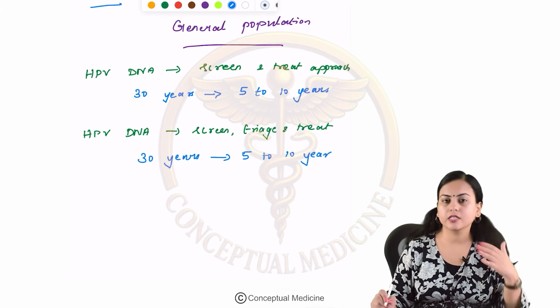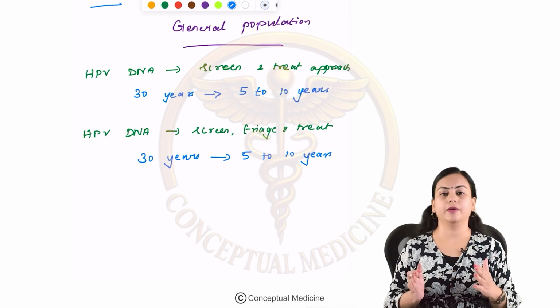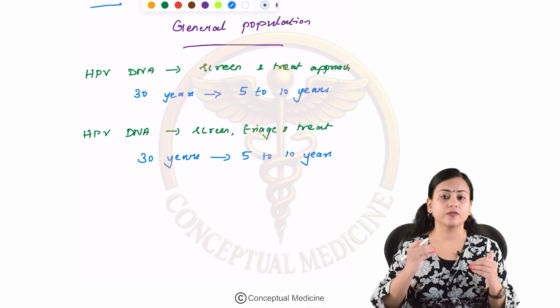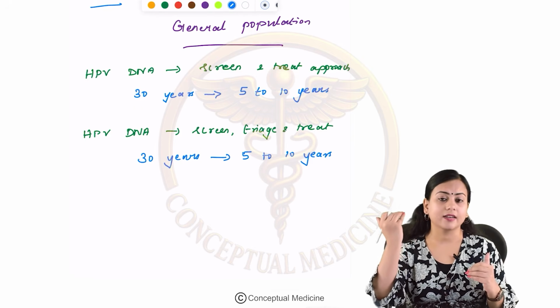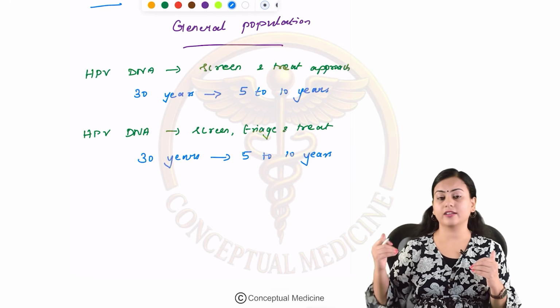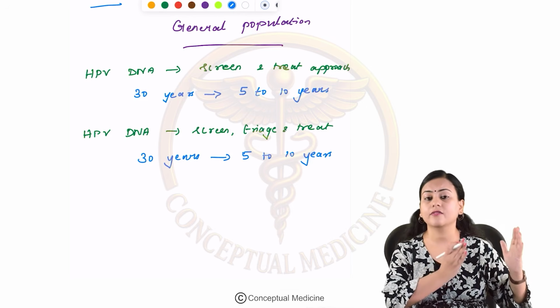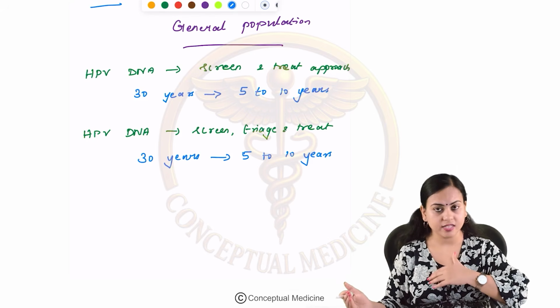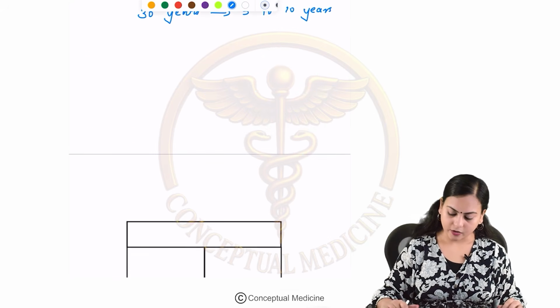So the point here is, when the woman is not HIV positive, you have to screen her with HPV DNA screening, and she will be taken either via the screen and treat approach or the screen, triage and treat approach, starting from the age of 30 years and screened every 5 to 10 years. Is that clear? Right.